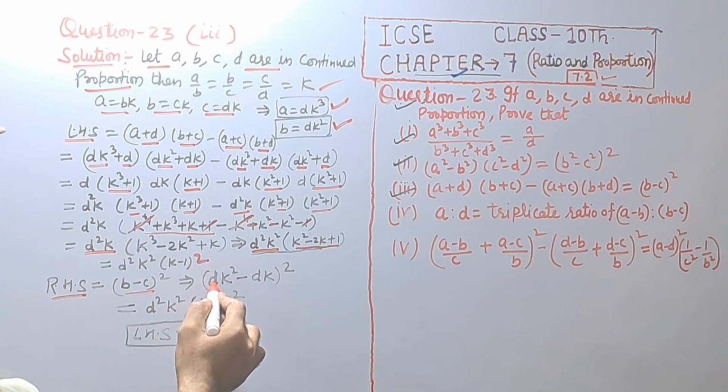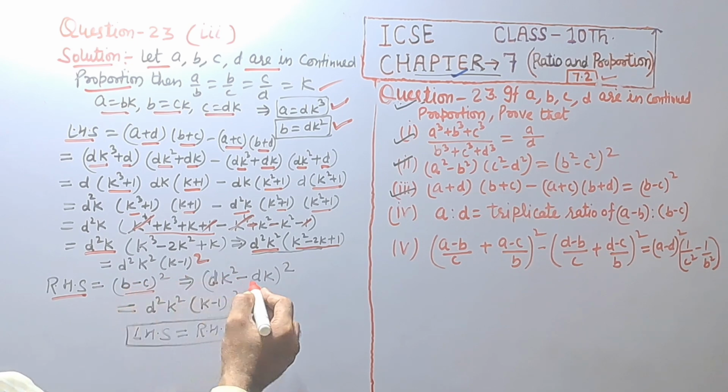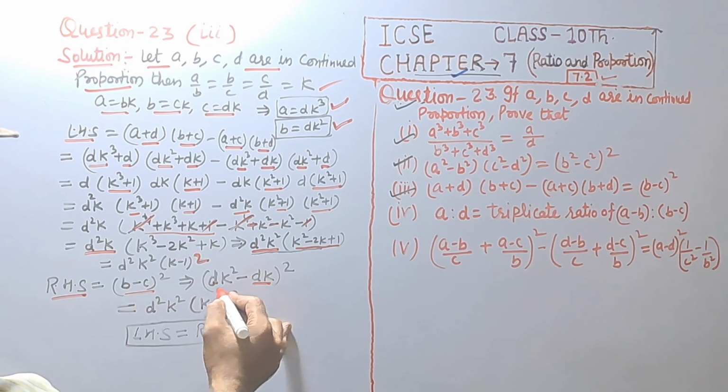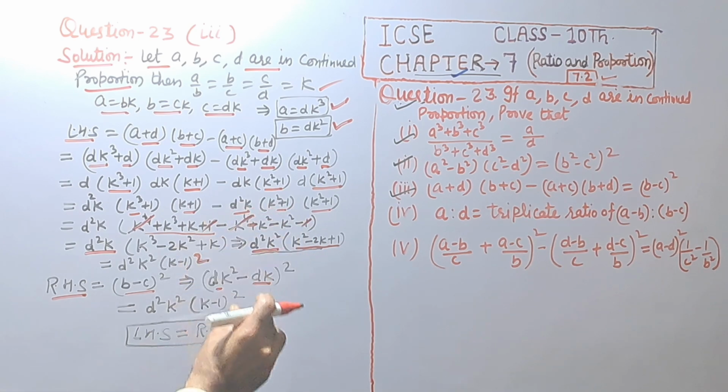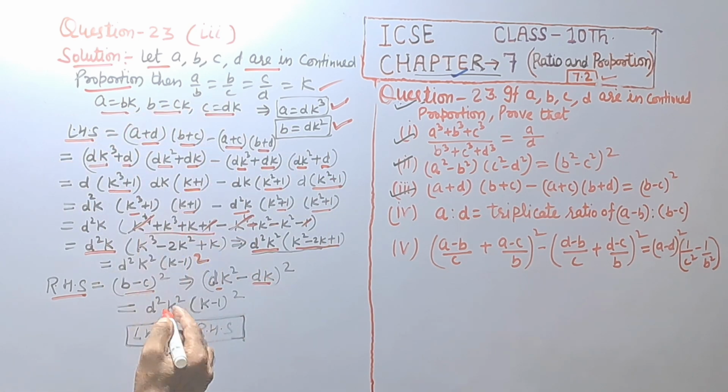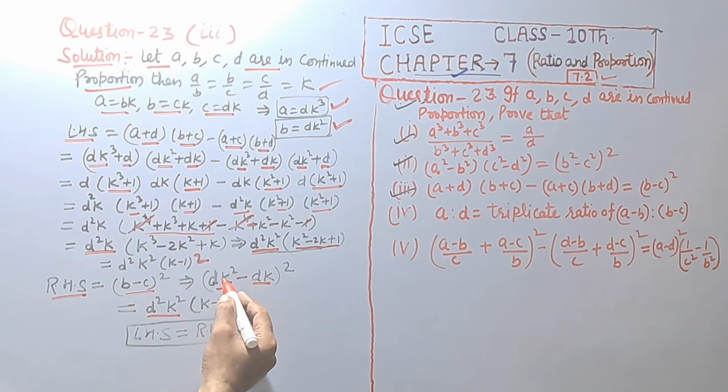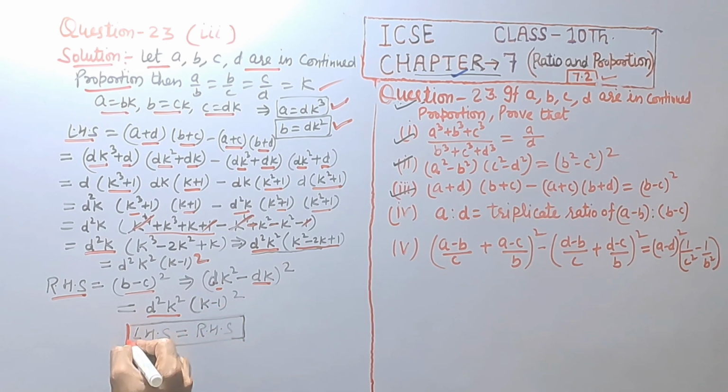Value of b is dk square, minus c is dk, whole raised to power 2. dk is common, but dk square, this will be d square k square, and in bracket k minus 1 whole raised to power 2. So left hand side is equal to right hand side.